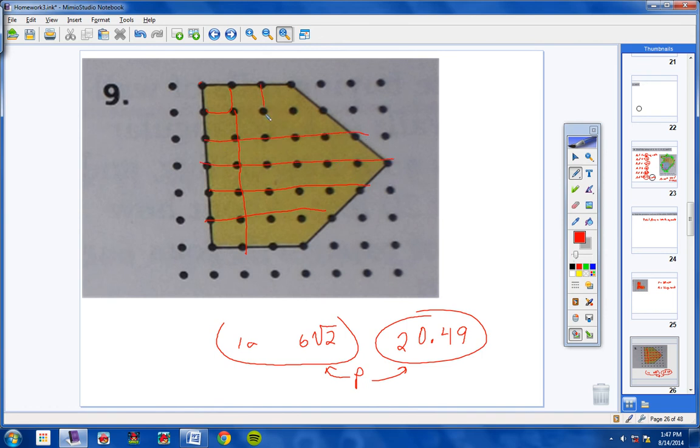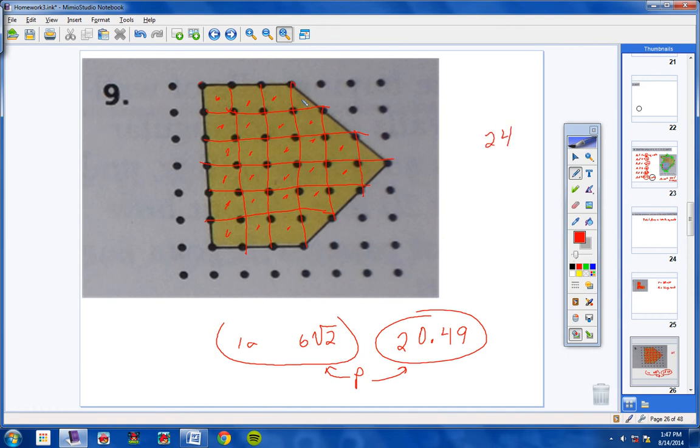It's really pretty simple to see all of these squares that you have. All right, here we go. 1, 2, 3, 4, 5, 6, 7, 8, 9, 10, 12, 13, 14, 15, 16, 17, 18, 19, 20, 21, 22, 23, 24. So far I have 24 squares.